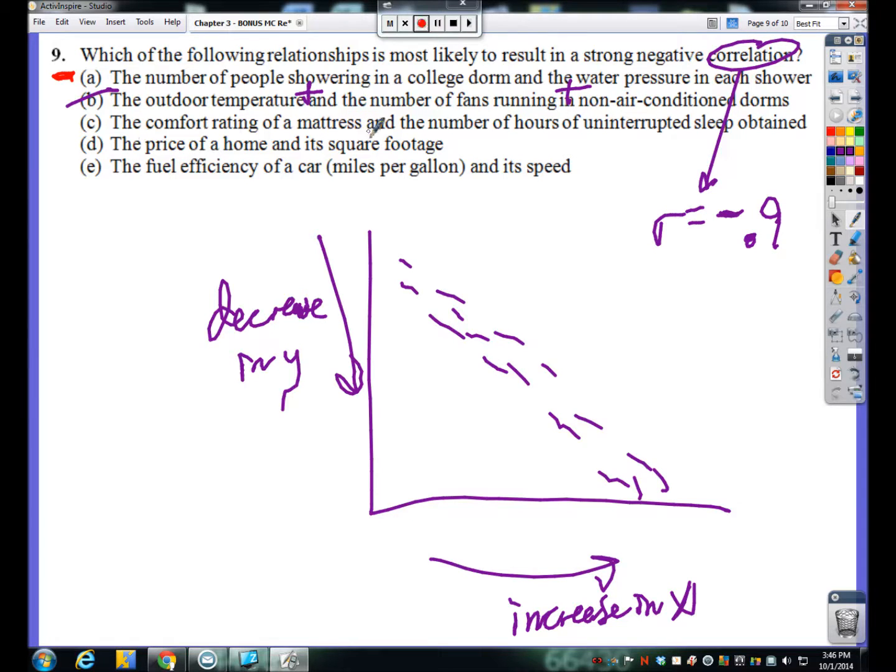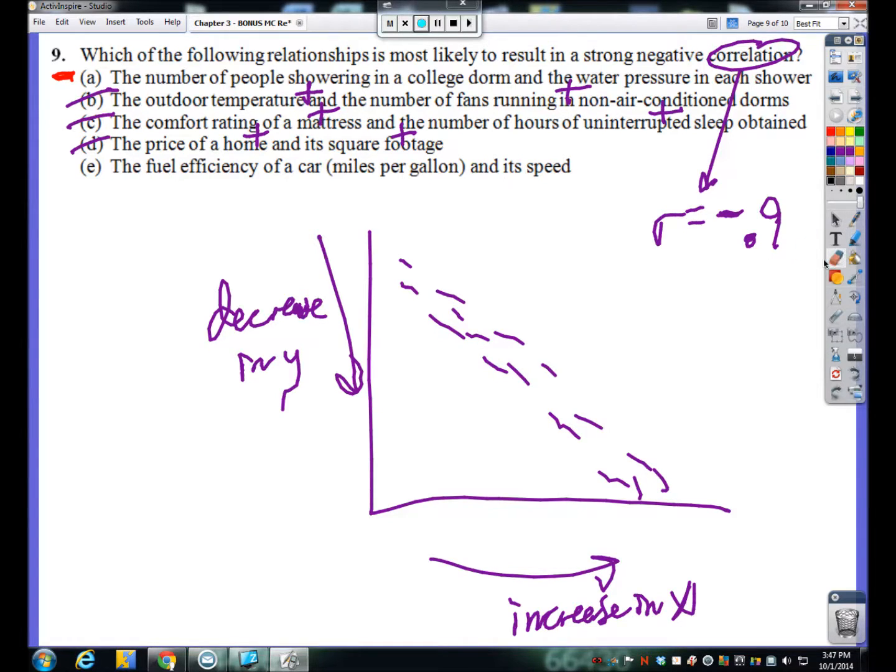C, the comfort rating of a mattress and the number of hours of uninterrupted sleep obtained. So if the comfort rating goes up, we're pretty comfortable, we're probably going to sleep for more hours and not less hours, right? So again, we would expect maybe a positive correlation here. D, the price of a home and its square footage. As the price of a home gets more expensive, would we expect the house to shrink more? No, we would expect it to become bigger. The more we're going to pay, the bigger the house needs to be. So it's not D.